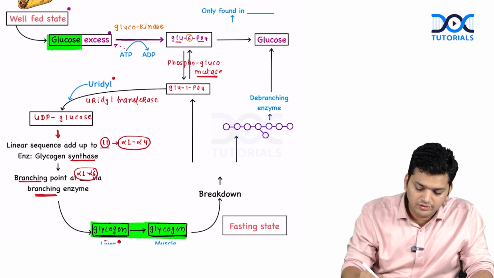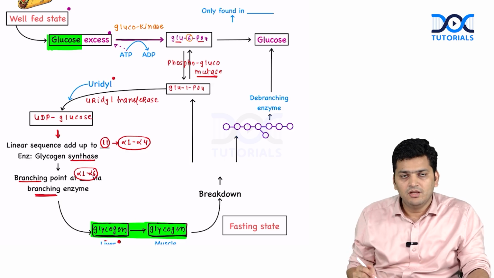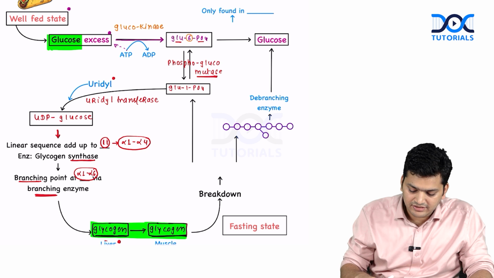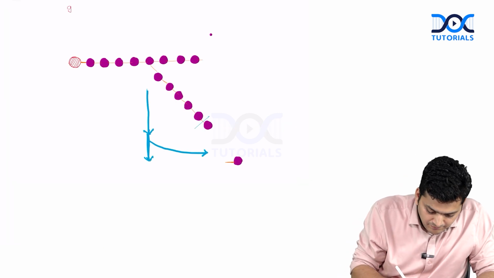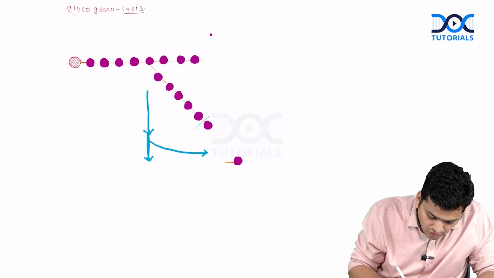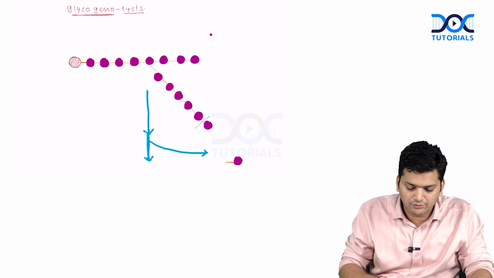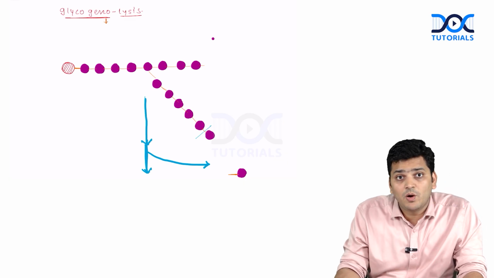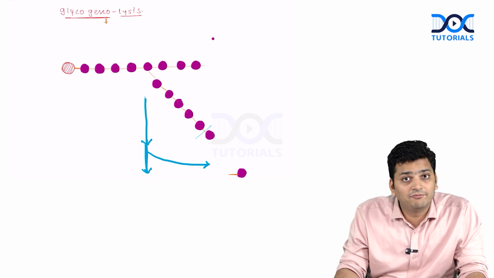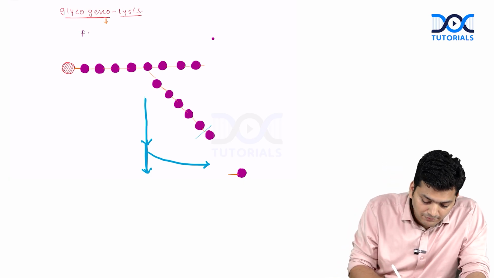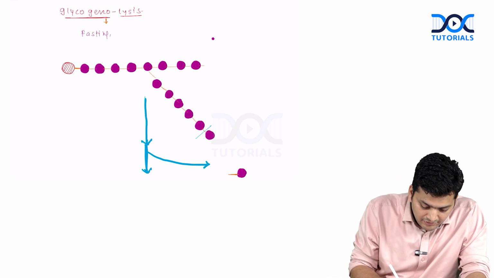Now we are going to learn glycogenolysis. What is written here, I will use in a while, but first let's understand how glycogenolysis is happening. How the breakdown of the glycogen is happening. That is glycogenolysis. First you answer me, in which state is it going to occur? When you are in the fasting state or when you are in the well-fed state? When do you want to cut your glycogen? We want to cut the glycogen when the person is in the fasting state.